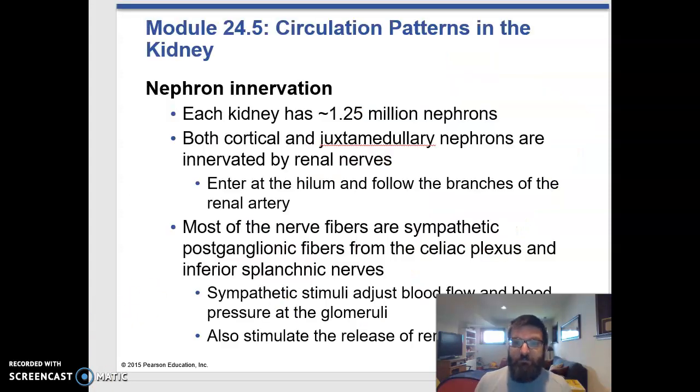You have over 1 million nephrons in each kidney. So well over 2 million total if you have 2 kidneys. If you don't, your one kidney tends to get larger to compensate for the lack of a second kidney. And all of those nephrons are innervated by neurons. And those neurons are going to be part of the sympathetic and parasympathetic nervous division, right?